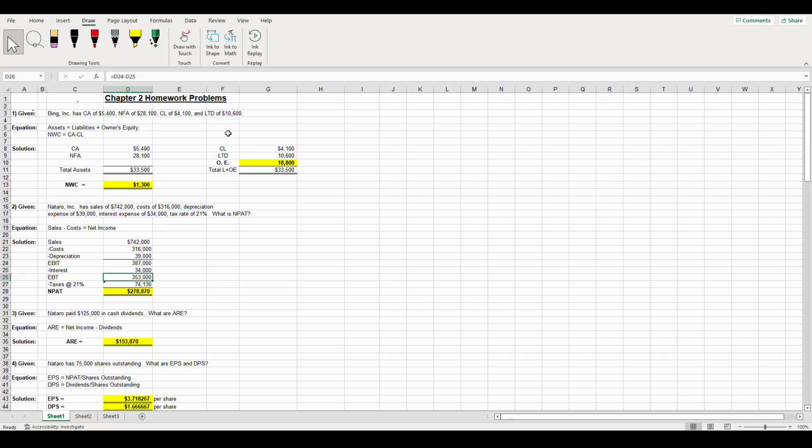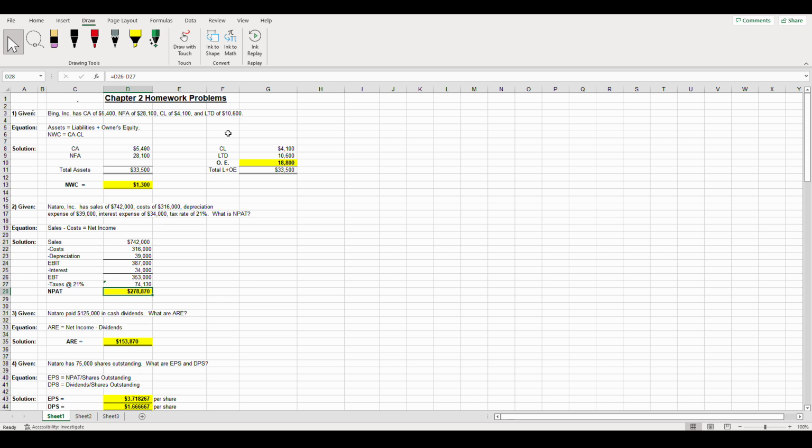$34,000 to get earnings before taxes, or EBT, and that's simply cell D24 minus D25. Next up, I have to take taxes on that. Taxable income or earnings before taxes, sometimes called PBT, also profit before taxes. So I take 21% times cell D26, which is your EBT, and I get taxes of $74,130. And then for my net income, or NPAT, I take equal D26 minus D27.